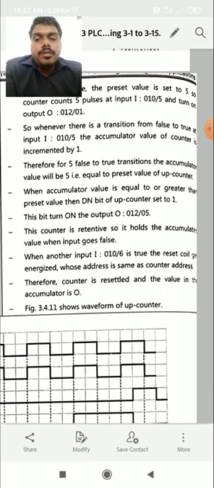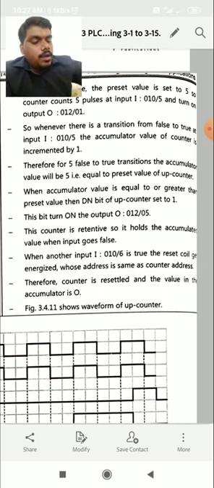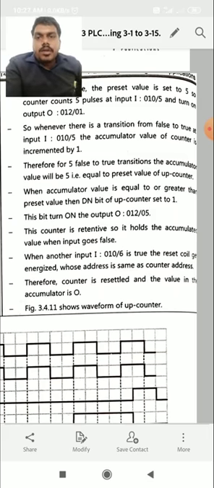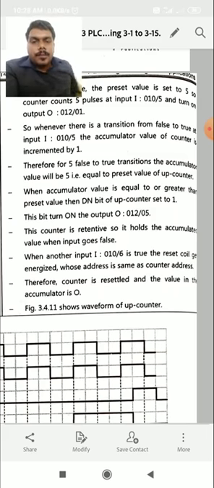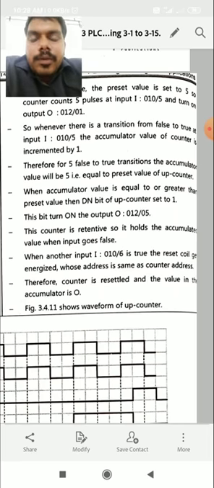When the accumulator value is equal to or greater than the preset value, that is 5, only then will the DN bit be set to 1. Only when the accumulator value reaches the preset value 5, that is 5 or more than 5, will the DN bit be set. Before that the DN will be off.